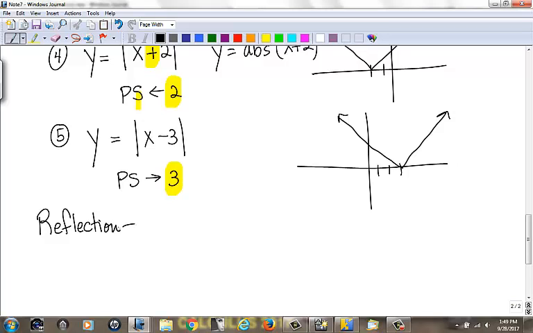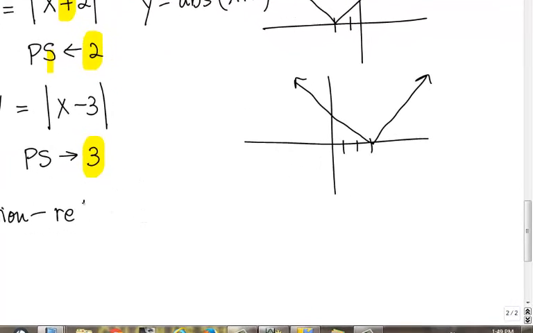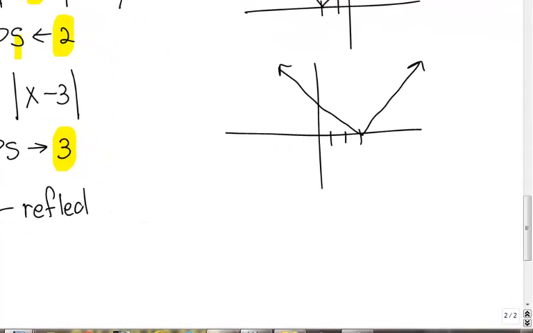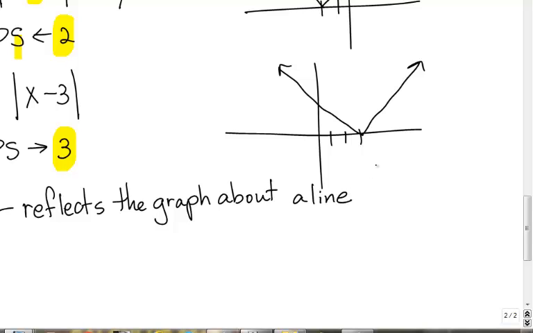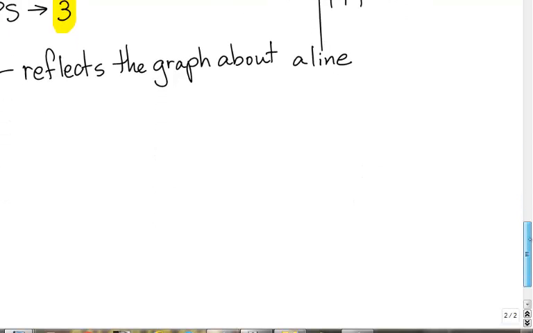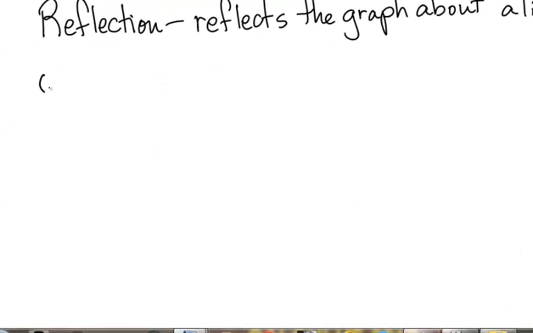Okay, the next one is a reflection. A reflection is where you take the whole graph and reflect it about a line. A reflection reflects the graph about a line. And the line is called the line of reflection. Okay? Okay, so for number, I think it's number 6, is that right?